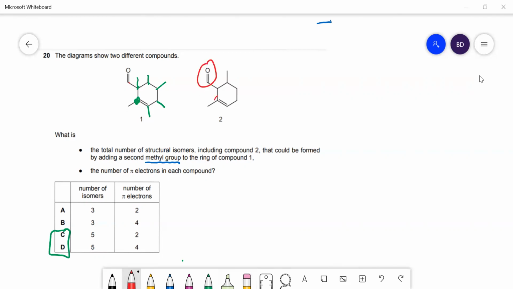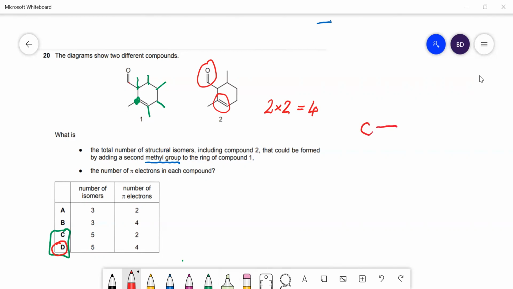There and there. Each double bond contains 2 pi electrons. It's 2 times 2, which is equal to 4. So D is our answer there. There are 4 pi electrons. Each pi bond contains 2 electrons in it.